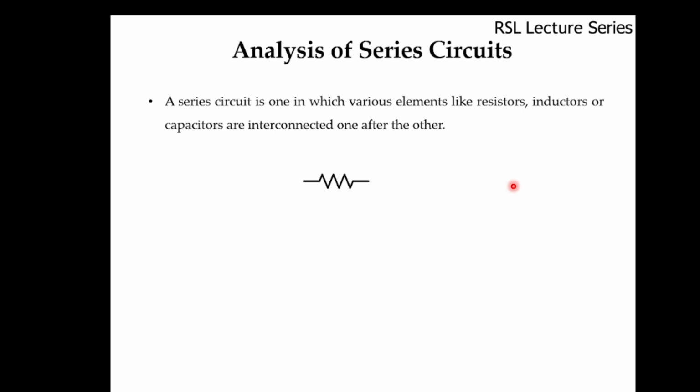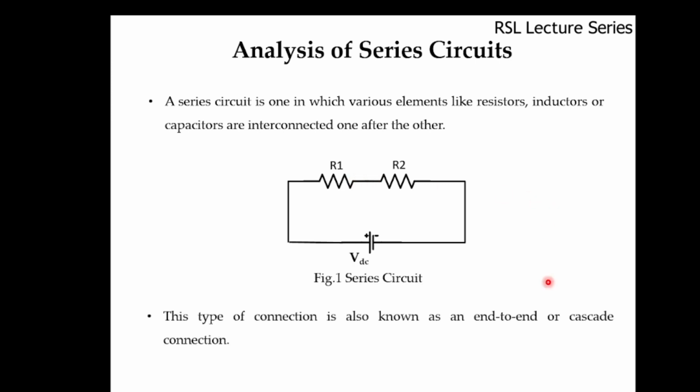So let us consider a resistor, R1. A resistor comprises two ends. One end of the resistor is connected to another resistor, say R2. So here only one end of each resistor is connected. The other ends of these two resistors are connected to some other elements. Here let us consider VDC, a DC voltage source. The positive terminal of the source is connected to R1 and the negative terminal is connected to R2. So only one end of the resistors is connected. Hence this connection is also called an end-to-end connection or cascade connection.